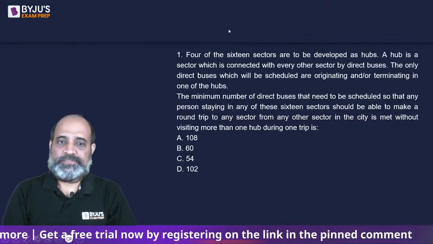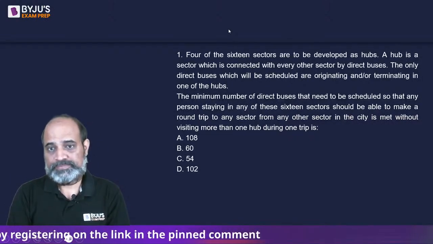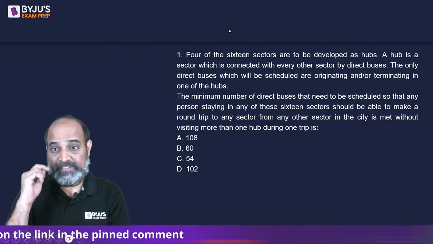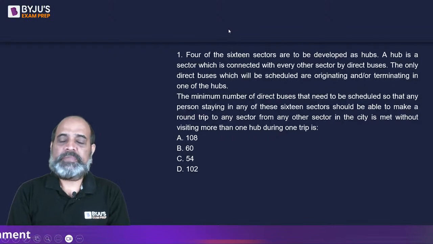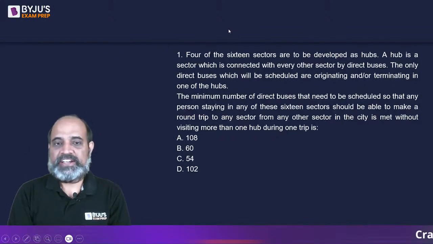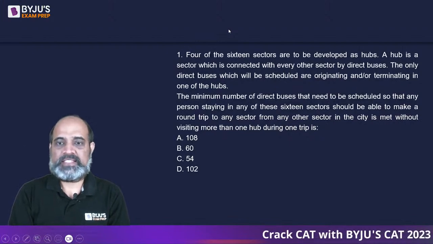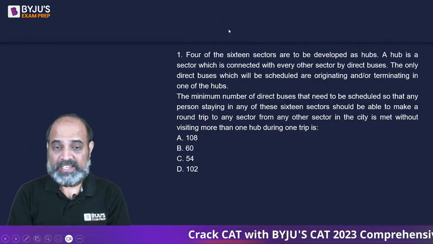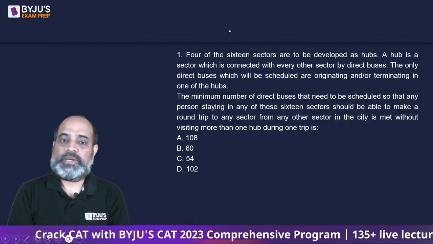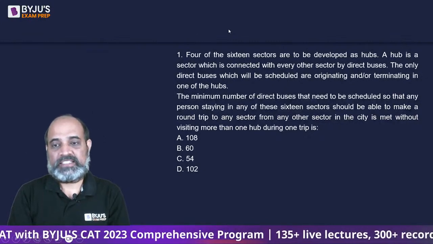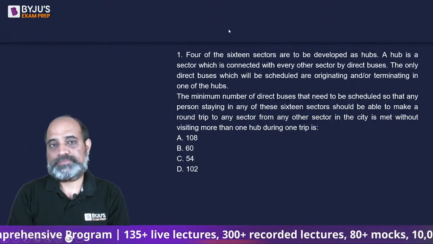So let's start with the first question. 4 of the 16 sectors are to be developed as hubs. A hub is a sector which is connected with every other sector by direct buses. The only direct buses which will be scheduled are originating and or terminating in one of the hubs. The minimum number of direct buses that need to be scheduled so that any person staying in any of the 16 sectors should be able to make a round trip to any of the sector from any other sector in the city without visiting more than one hub during the trip is.